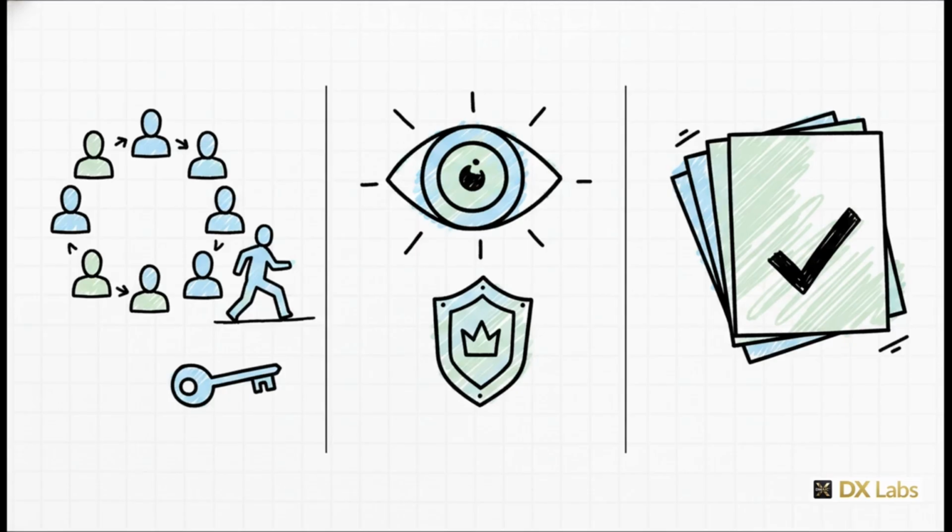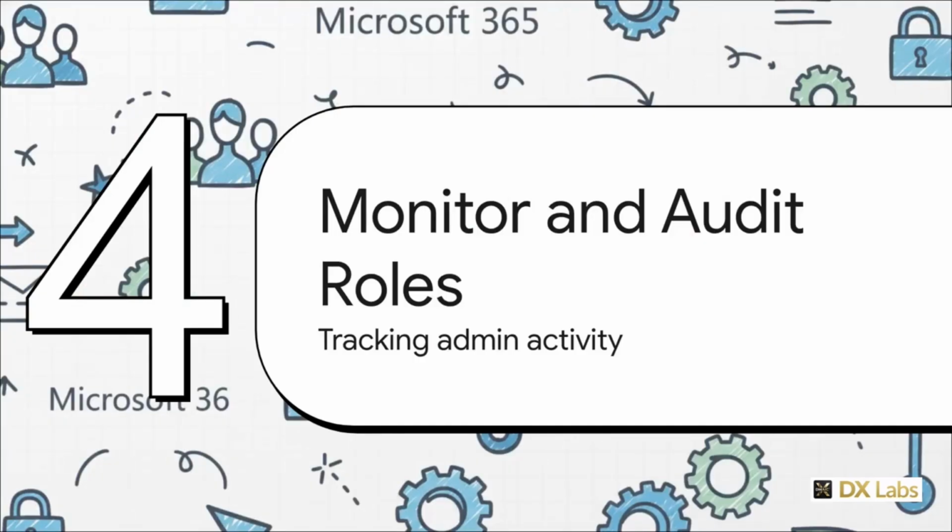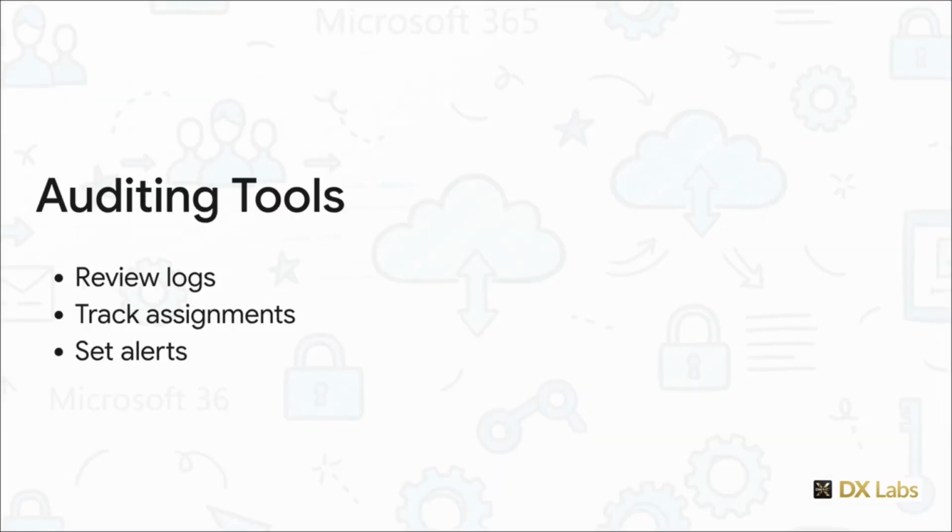And third, document role definitions and assignments. This gives you concrete transparency during a compliance audit, proving exactly why a specific user group holds a specific digital key. All right, granting access is one thing, but we also have to monitor and audit those roles by tracking admin activity. Imagine running a high-end retail store.